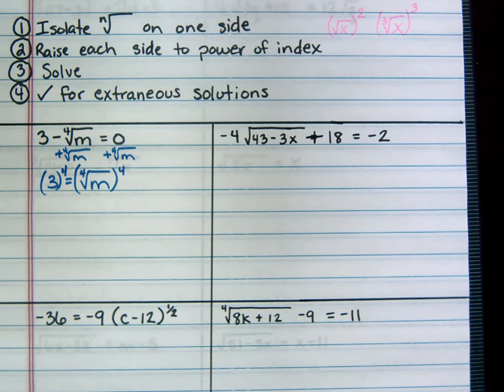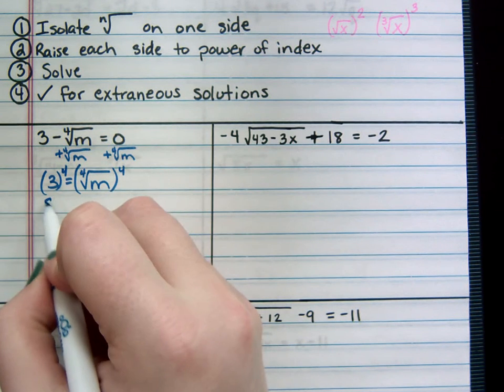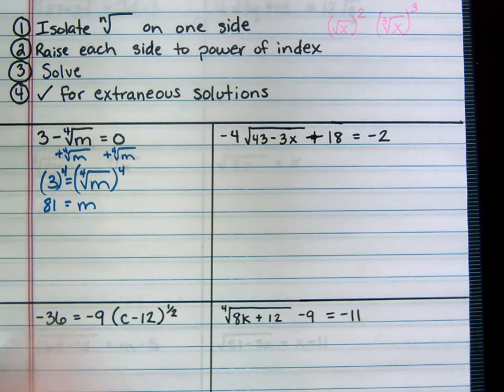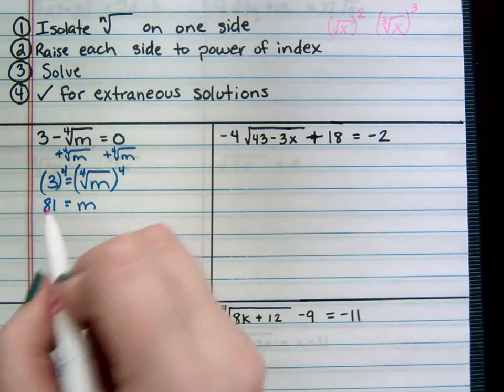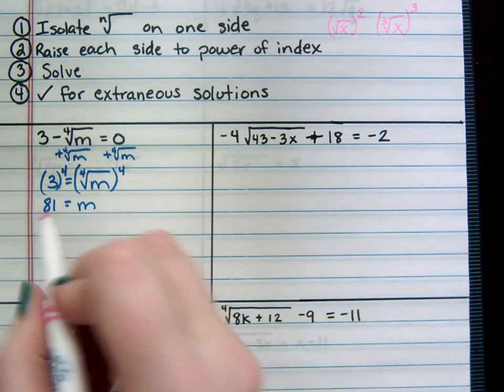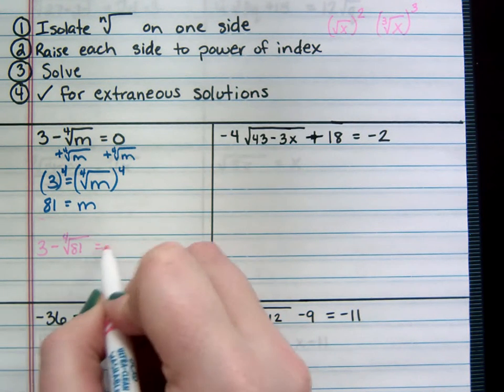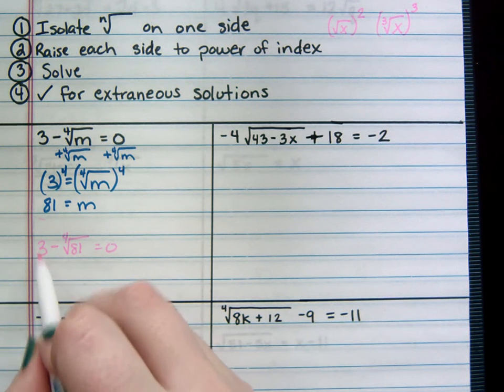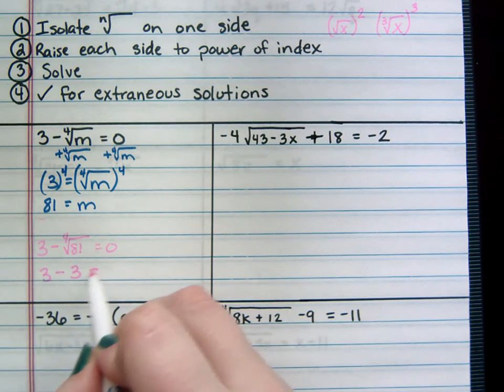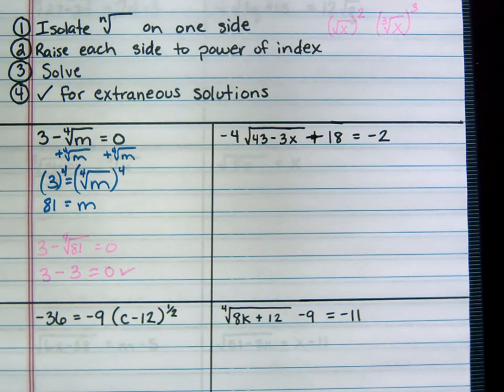So the next step you do is solve whatever equation remains. So 3 to the fourth power gives us 81, and over here all we have is m. Well, in this case there was not an equation left over, it just got us our answer. However, we're not done with this problem, because you always must check your solution. And the way you do that is you take your answer and plug it back into the original problem. So we get 3 minus the fourth root of m, which is 81, equals 0. Well, fourth root of 81 is 3, and 3 minus 3 is 0. It does check out, so that means this is our answer.